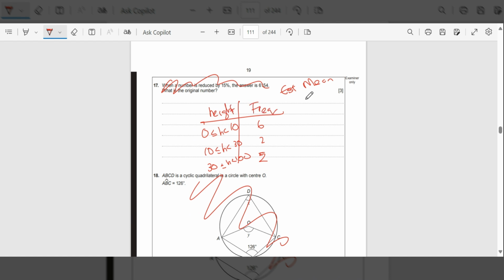To estimate the mean, you need the middle of each group. The middle of 0 to 10 is 5. The middle of 10 to 30 is 20. And 30 to 100 is a jump of 70, so halfway up would be 35 into that group, so 65. You times them by the frequency. So middle times 6, middle times 2, middle times 2. You work them out. 30, 40, 130.